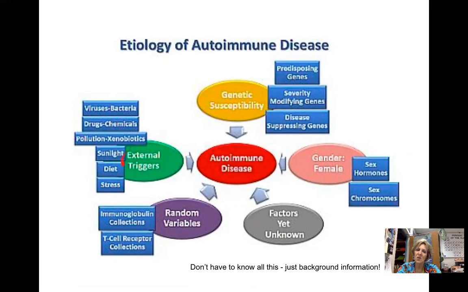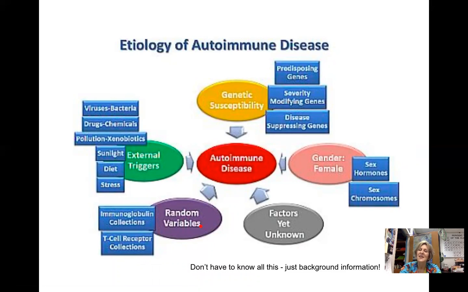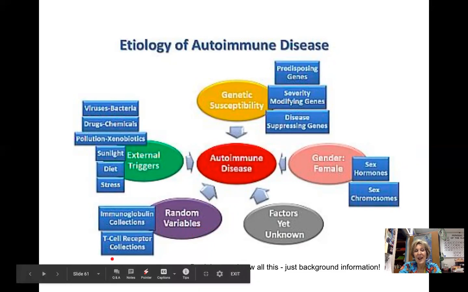We know that there are external triggers. These can be pathogens like viruses and bacteria, but they also could be drugs. They could be certain chemicals. They could be pollutants. They could be radiation coming from the sun. It could be diet. It could be stress. And then there's some random variables that have to do with just what kind of immunoglobulin collections you have, T cell receptors in your particular body, and factors that are yet unknown. So we don't really know why sometimes our immune system turns on our own cells, but we know that it does.